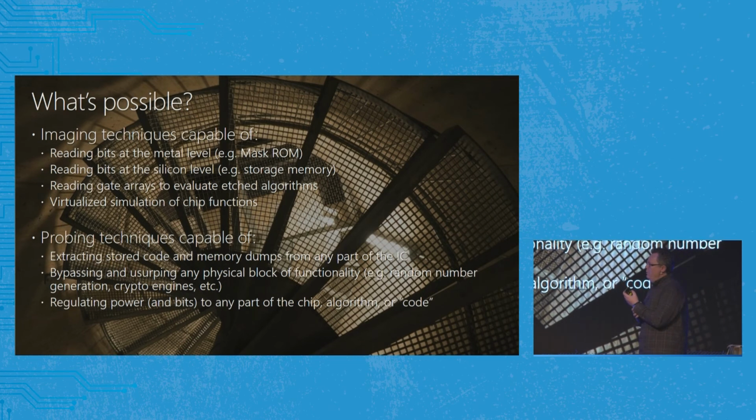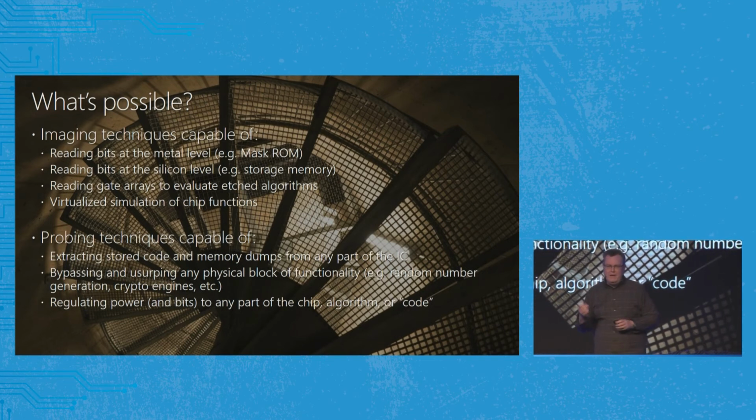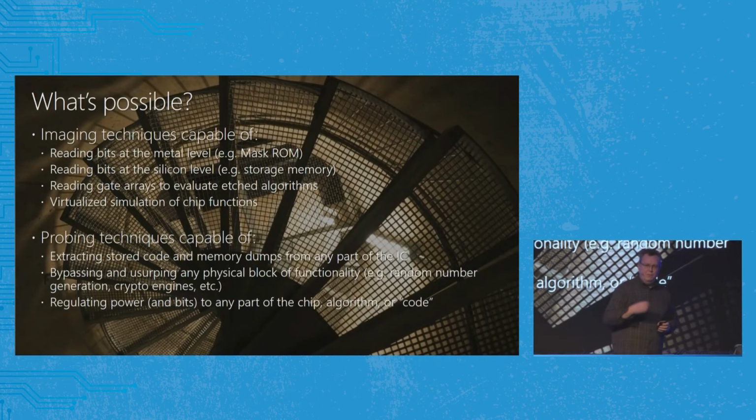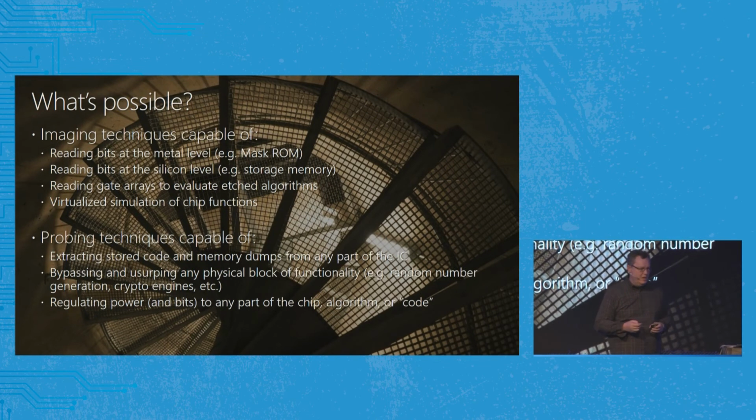What's with that sort of space? What's sort of really possible? Okay, so the imaging techniques that we have today allow us to read the bits at the metal layer. So, for example, the mask ROM allows us to get that original code that was etched onto the chip by the chip manufacturers, extract those secret numbers, the secret code, and effectively have full control of the device at that level.